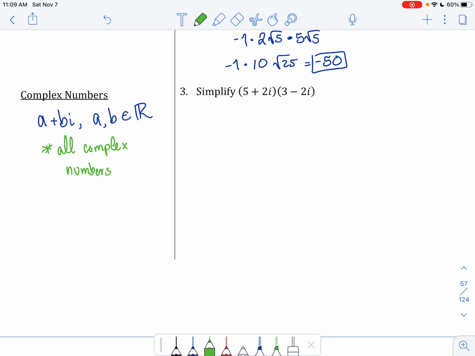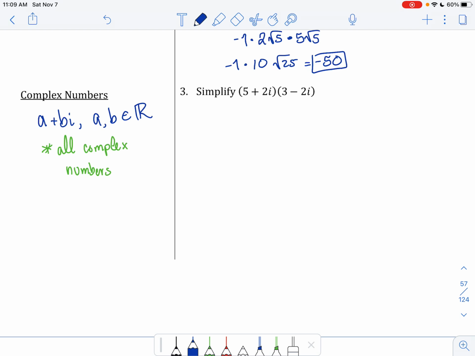And this is a really important idea. Whenever you have a complex number, you're always going to get an answer, unlike some of our other types of numbers. You'll always end up with an answer. You'll always end up with a simplified form. You're not going to end up with a DNE in any of these cases.